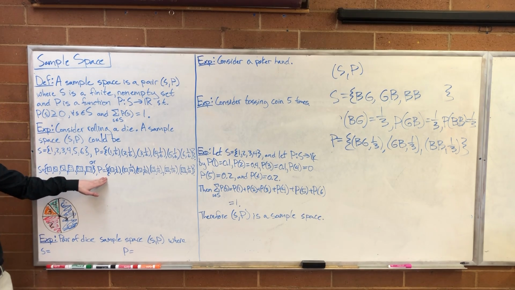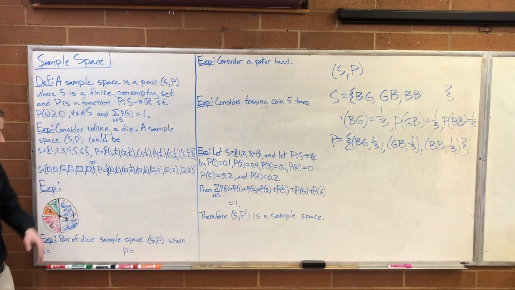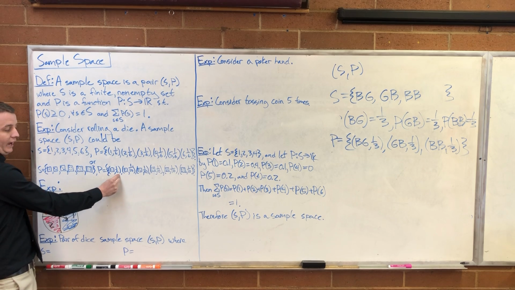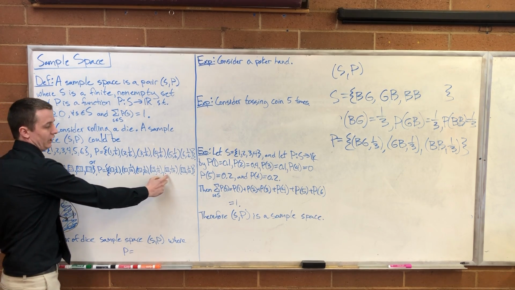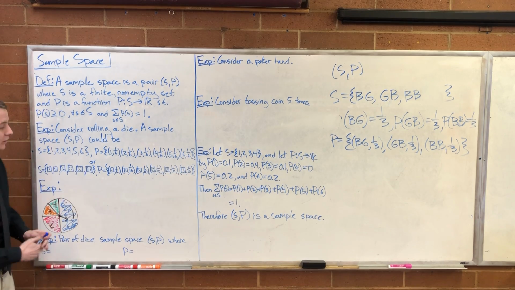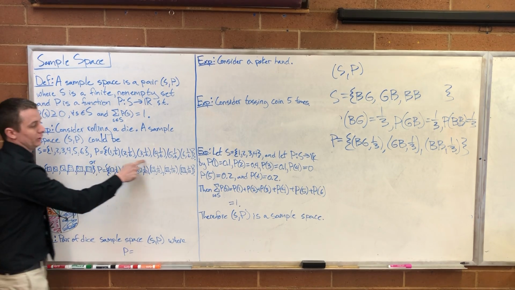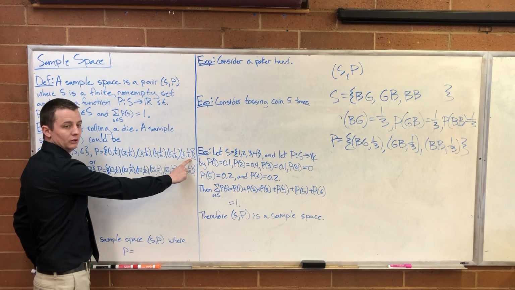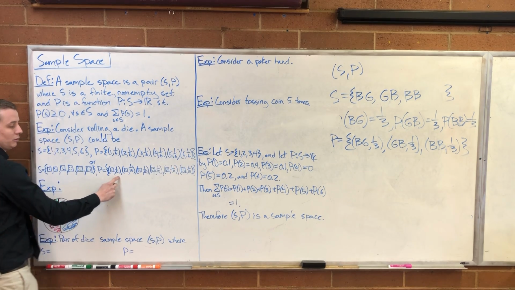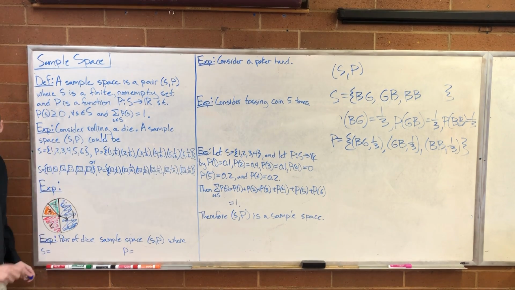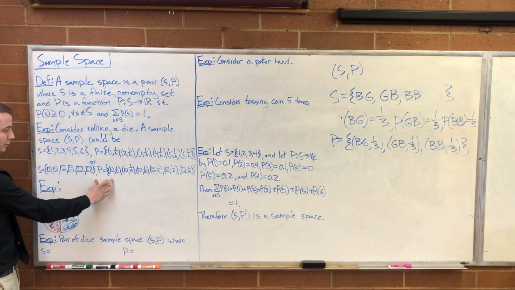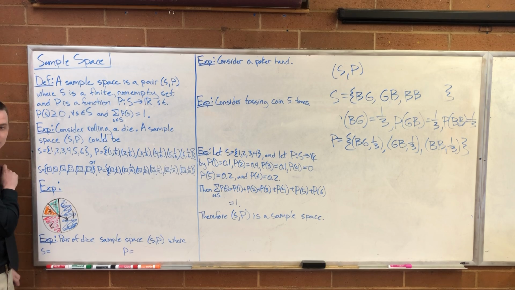And the probability function, notice how I did the probability function here. I said the probability of rolling a 1 is 1/2, of 2 is a tenth, 3 is a tenth, 4 is a tenth, 5 is a tenth, 6 is a tenth. Now notice up here, all these probabilities added up to 1. But down here, what do all these probabilities add up to? 1. So it's still a sample space. This is a sample space, this is a sample space. Even though the second one really isn't that true?